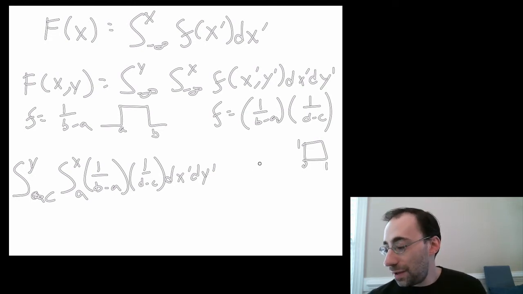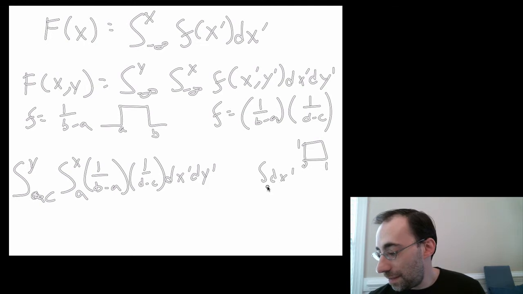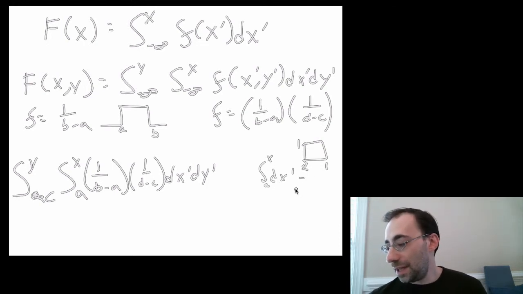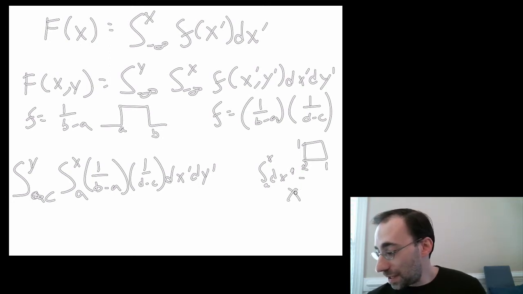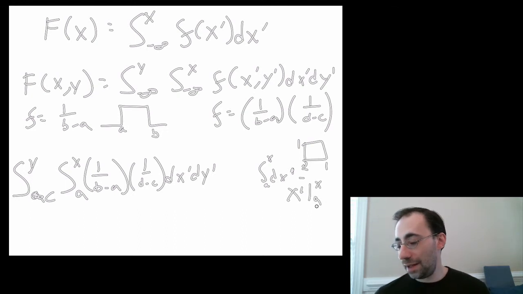What's the integral of dx prime from a to x? Well, the dx prime, right, is just x prime to the 0th power. The integral of something to the 0th power, you add 1 to the exponent, so you get x prime to the 1st power, divided by 1, so just 1. So this is going to equal x prime evaluated at x and a.